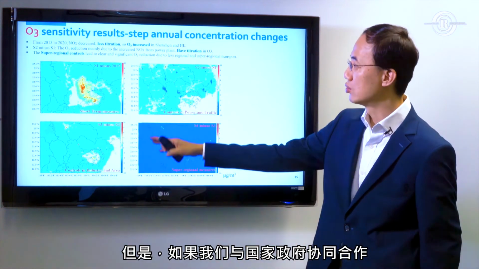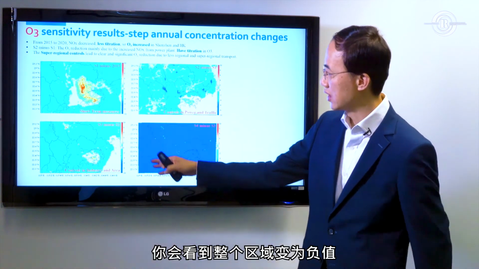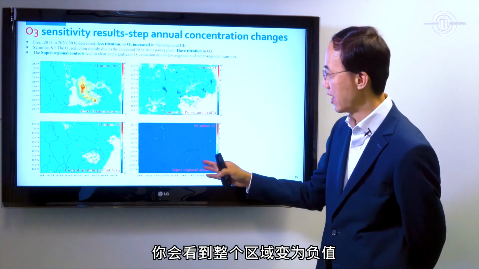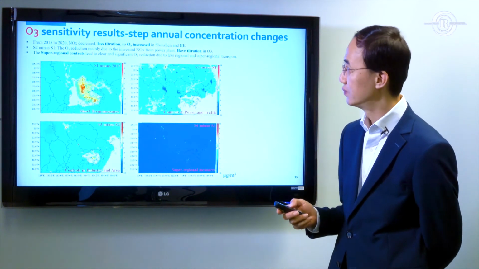However, if we do the control measure for the whole China, working with the national government, you see the whole domain becomes negative. The reduction is about 10 microgram per cubic meter.